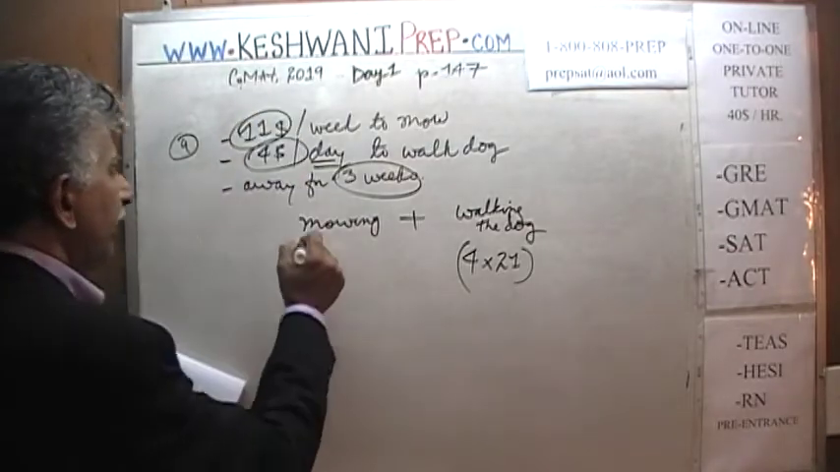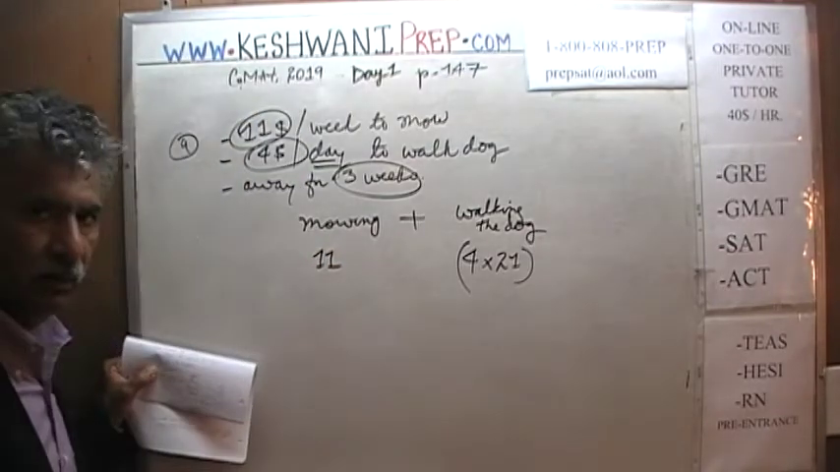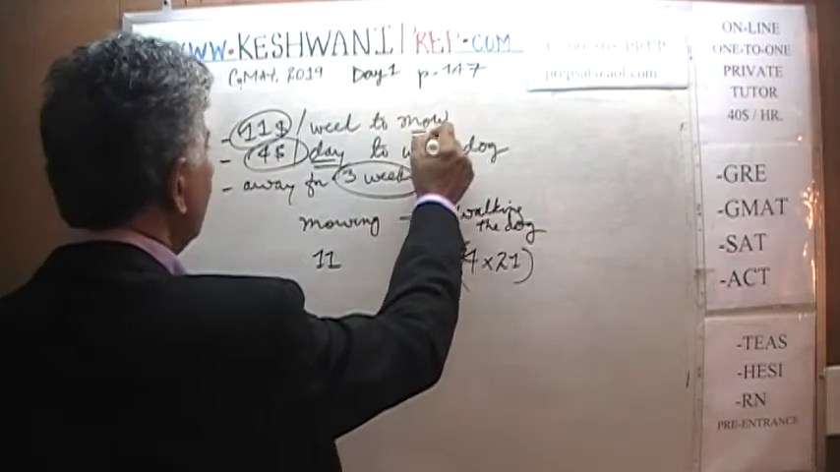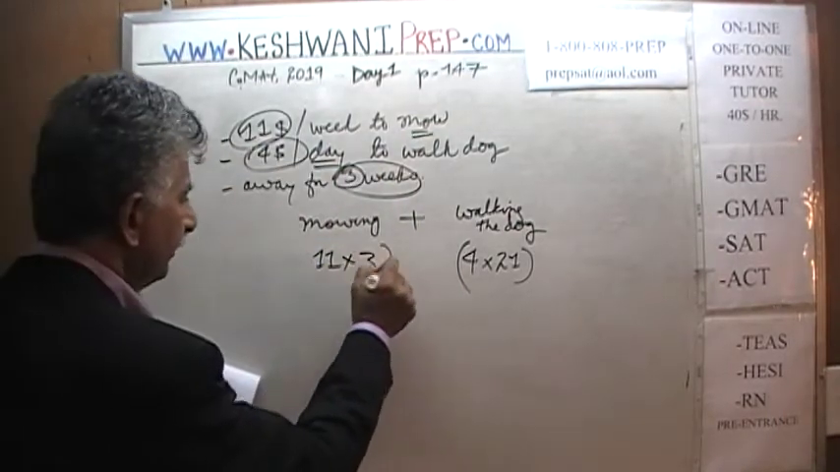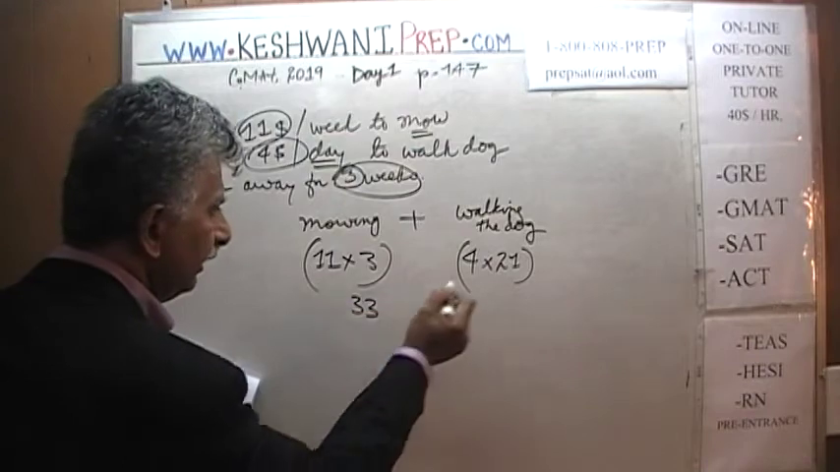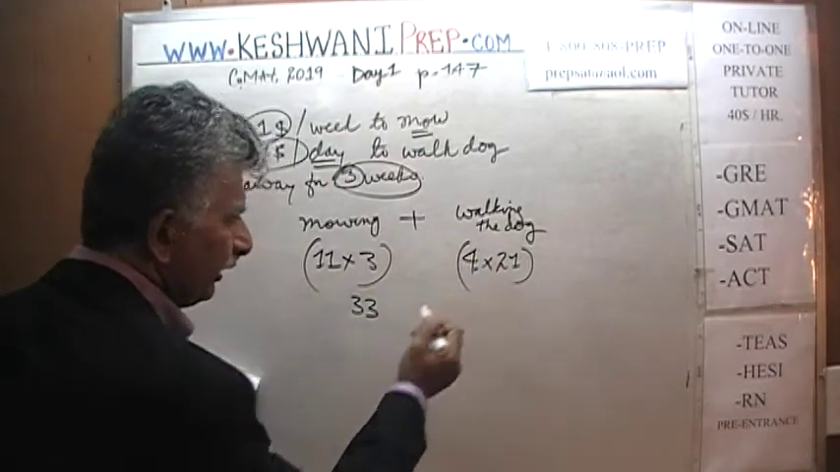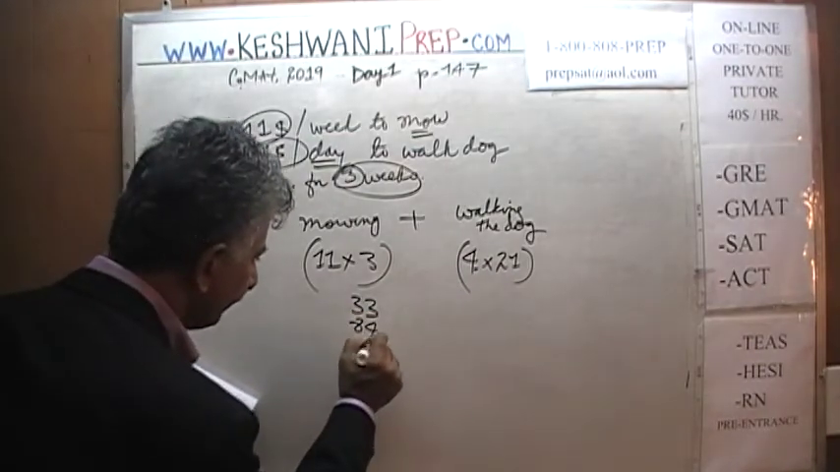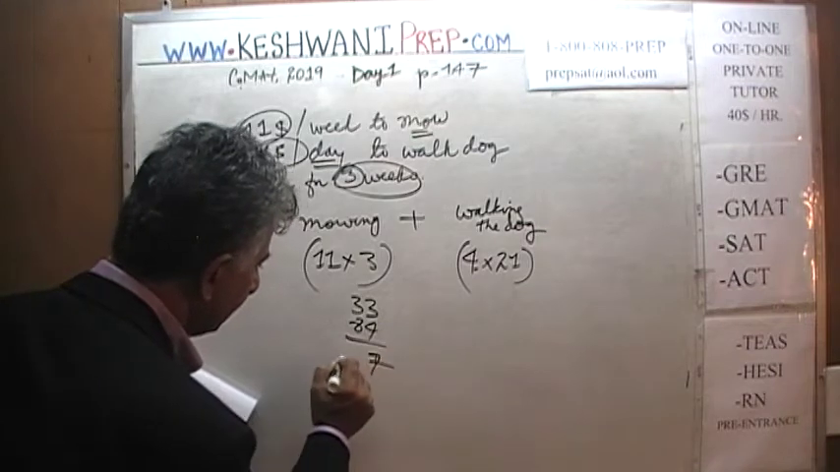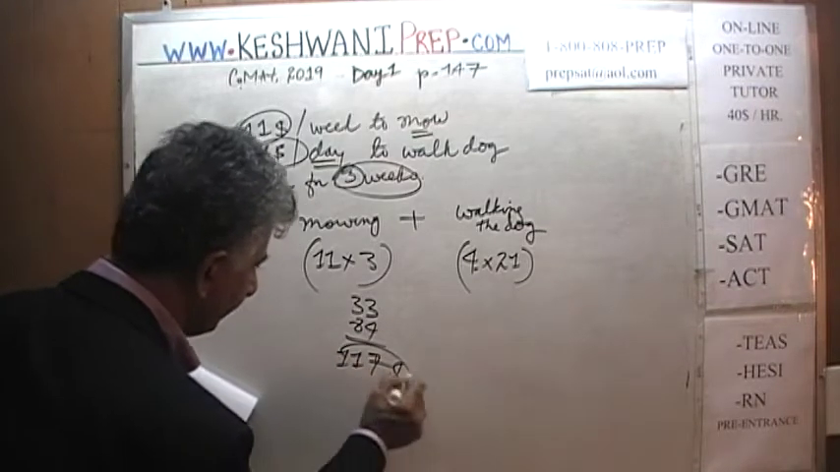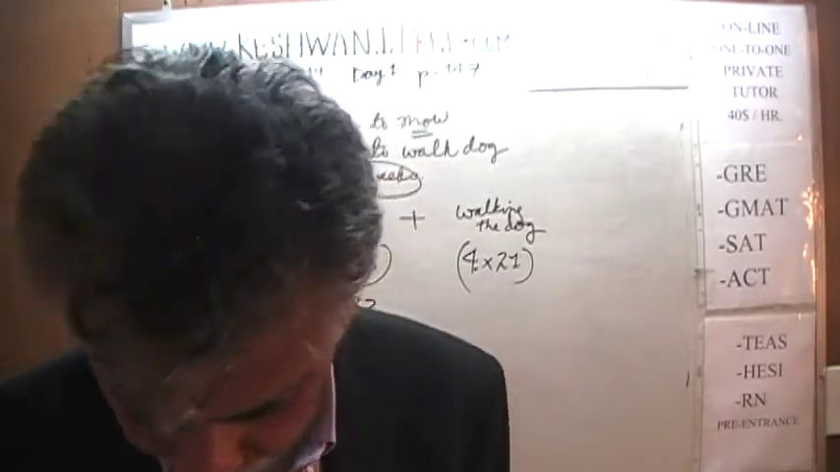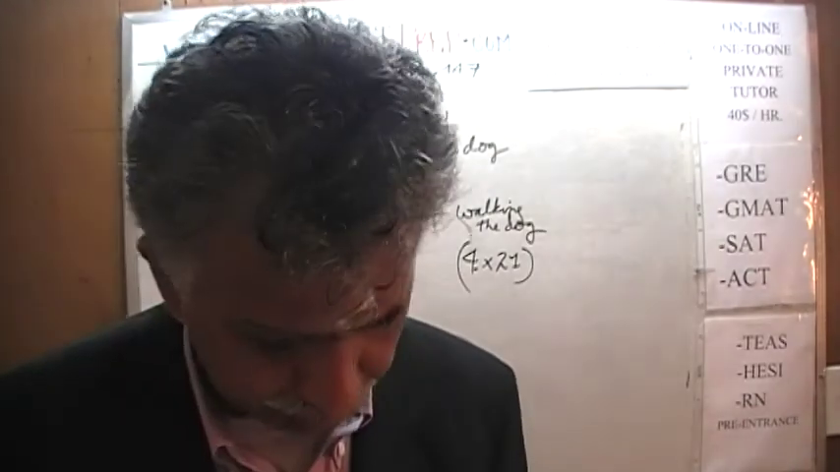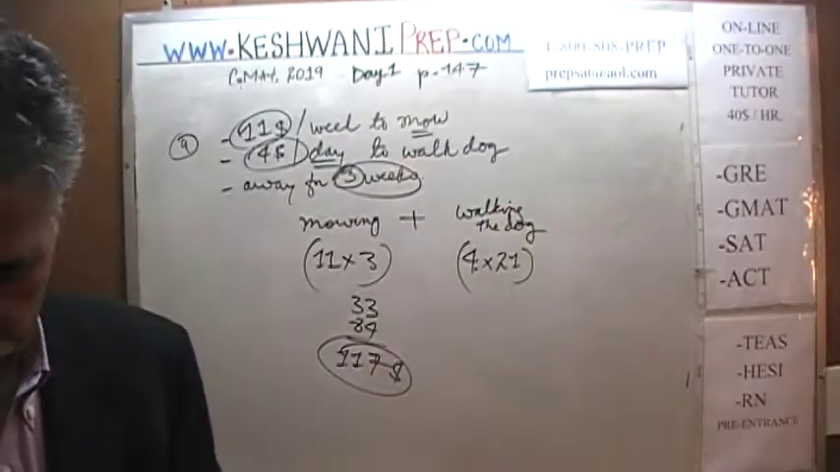And they're going to pay him $11 per week for cutting their grass, and they're going to be away for three weeks. So it's just 11 times 3. That's 33, plus 4 times 20 would be 80, so it's 84. $117. He's going to get $117. That was question number 9. Let's move on. Question number 10.